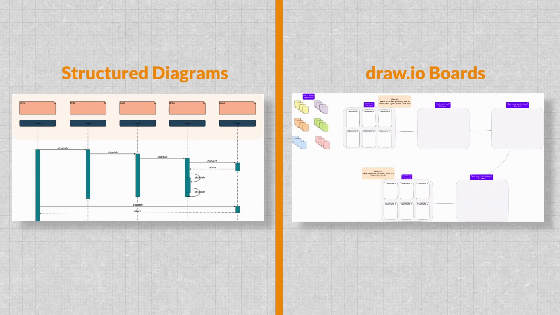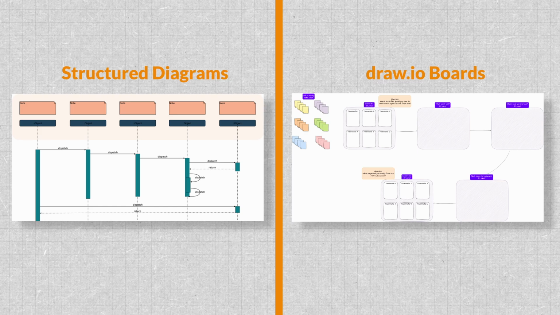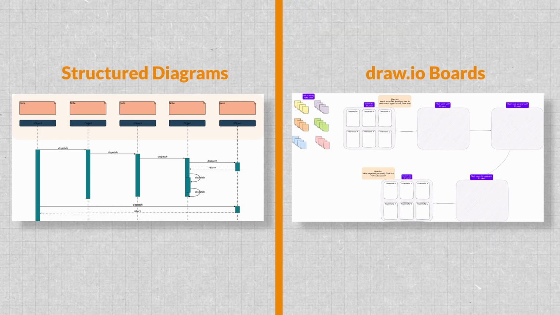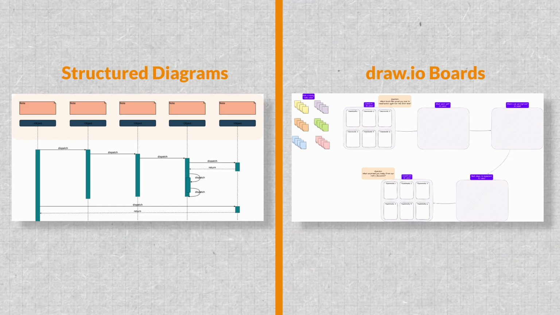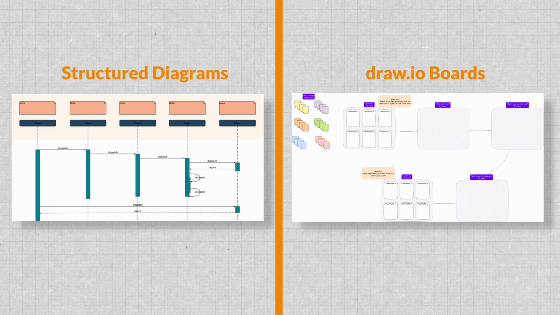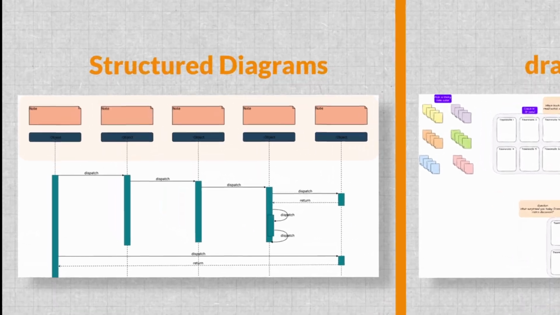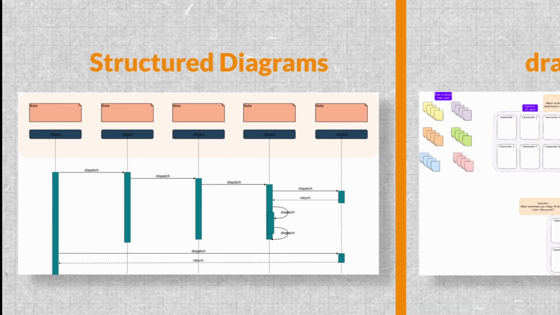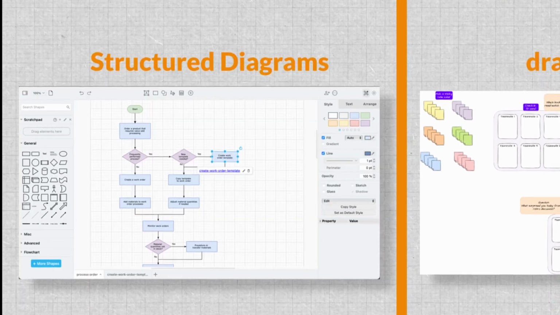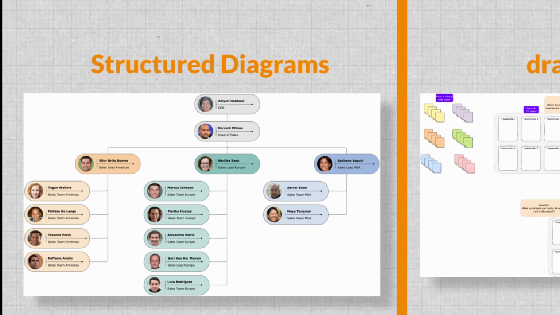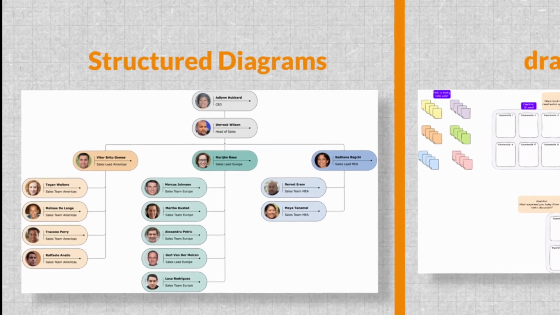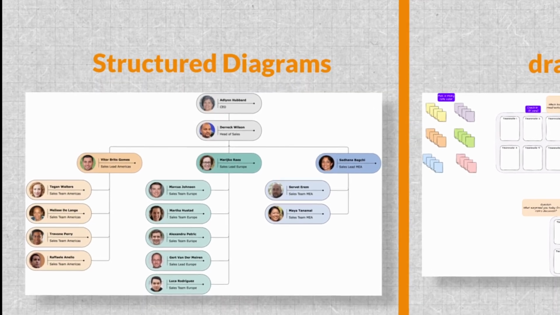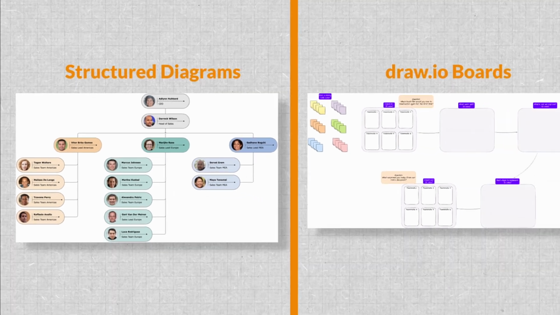Structured diagrams are great for detailed processes and clear visual communication, while boards are perfect for brainstorming and flexible project planning. Let's start with our diagram editor. Diagrams in Drawio help you create structured visual representations like flowcharts, network diagrams, and organizational charts. They are ideal for visually mapping out your processes and systems clearly and concisely.